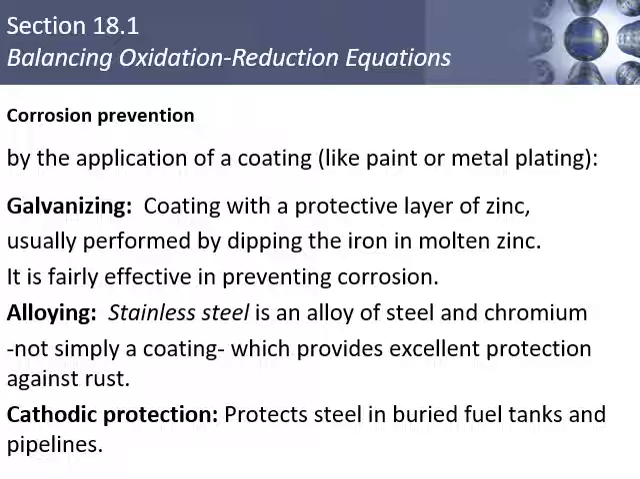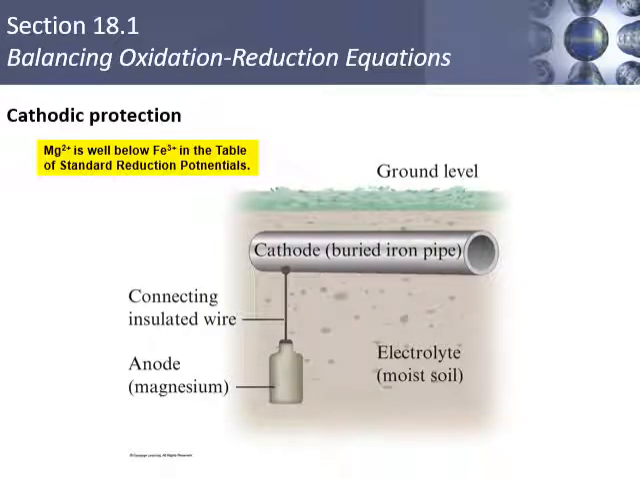The one that you're most likely to see on the test, especially the final, is this last one, cathodic protection, because this one relates back to what we've been talking about. Cathodic protection protects steel, and let's go to the next slide. It's easier to see here. This thing right here is protecting this steel pipe up here, or iron pipe, by becoming oxidized itself here. In other words, this is more easily oxidized. So in this case, they used magnesium.